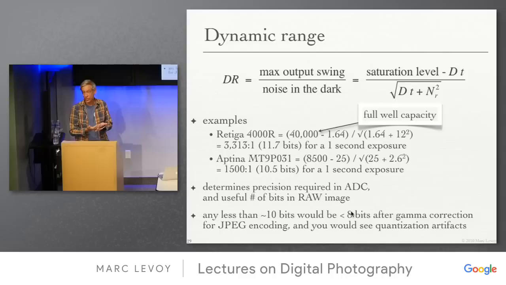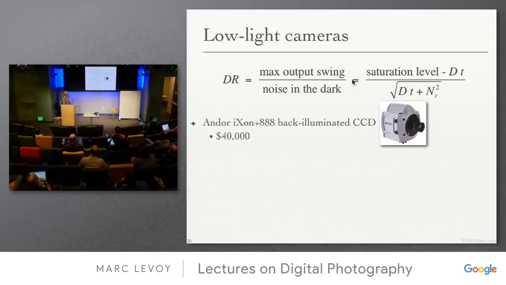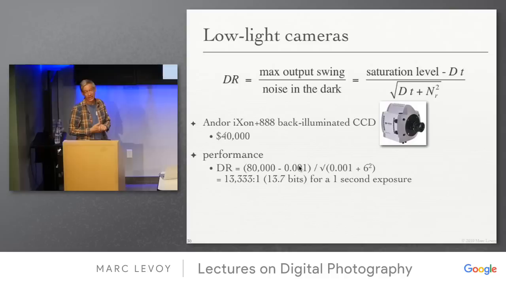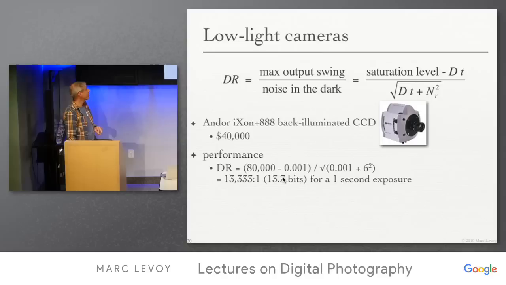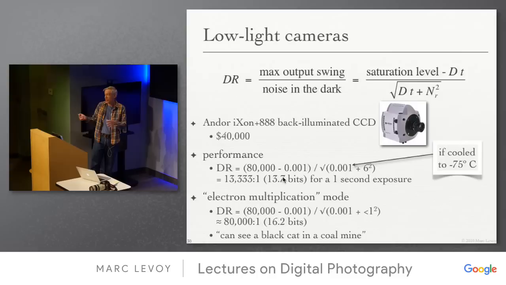Okay, so let's show some examples on dynamic range. So there's the formula again, and there is this amazing scientific camera that we use in our laboratory at Stanford that is back illuminated with an extremely large well and extremely small dark current. And so with a little bit of read noise, it does 13.7 bits. So it's really very good. And that's if it's cooled. And it has to be cooled a lot, minus 75 Celsius. But you can do even better. There's this electron multiplication mode that effectively makes the dark current even lower.